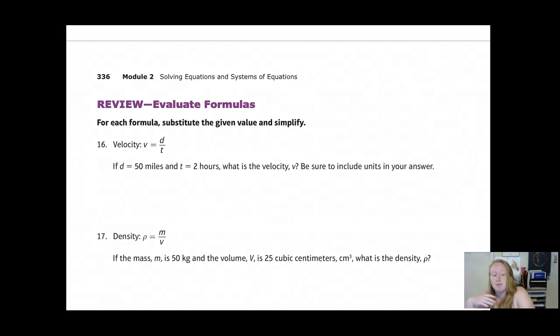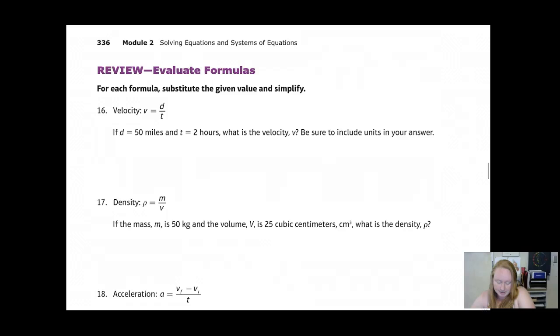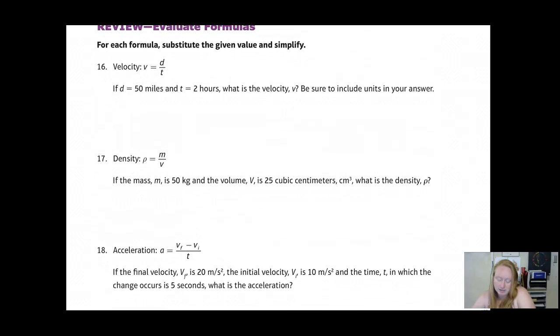So we're going to talk about a couple of things that you'll see later on in physics if you go to there. I have velocity, which is velocity equals distance over time. So if d equals 50 miles and t equals 2 hours, what is the velocity? Be sure to include your units.